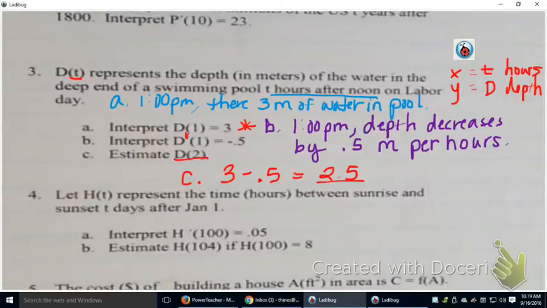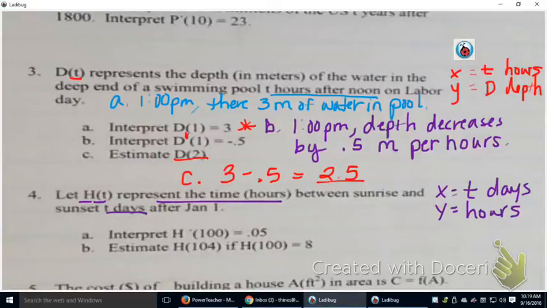So we're going to start with figuring out what X is and what Y is. X represents the T because that's what's in parentheses. That represents hours. Y represents the H. And I told you that the T was hours. That's not true. The T is days. I just didn't pay attention there. The H represents the hours. So X represents the days at whatever day of the year it is. Y represents how many hours there are between sunrise and sunset.